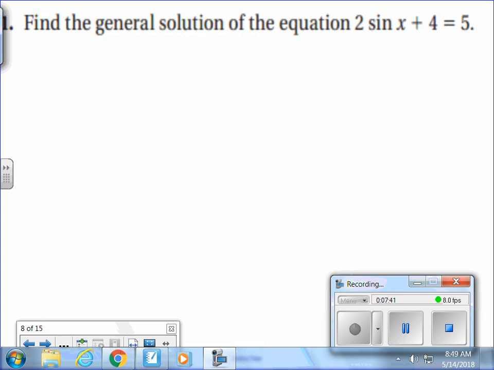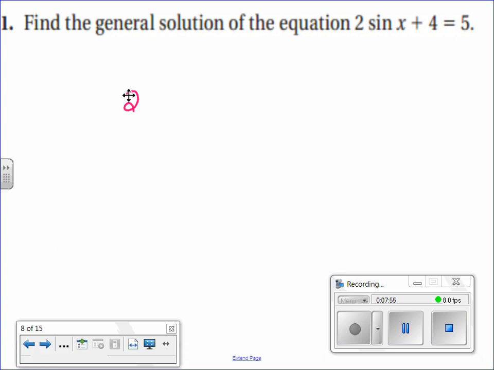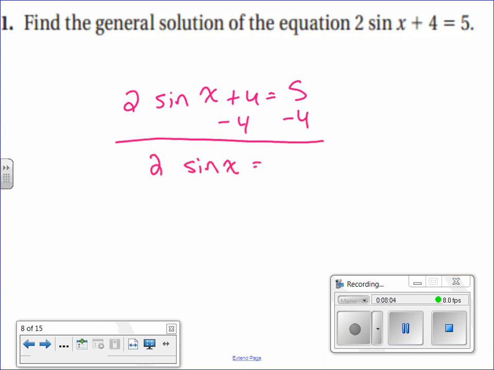Alrighty, go ahead and jot down this next one. We are going to start ourselves off by subtracting 4 to the other side. I'm going to write it in the middle of my board so I'm not up at that edge. Minus 4 minus 4, giving me 2 sine x equals 1. At this point, we're going to divide by 2 on both sides. And that will give us that sine x is 1/2.